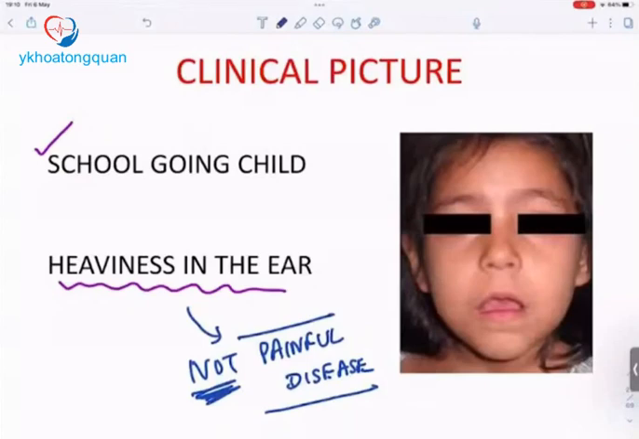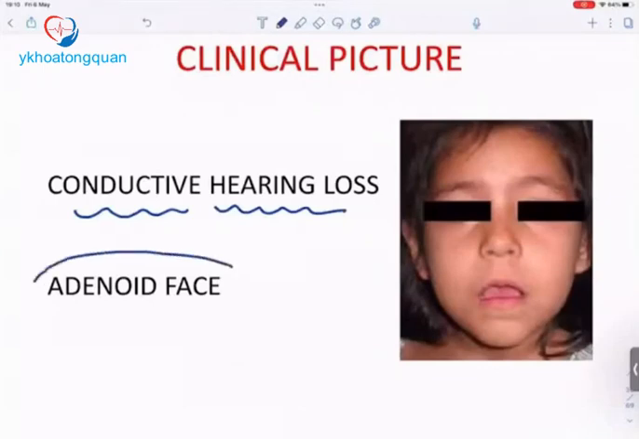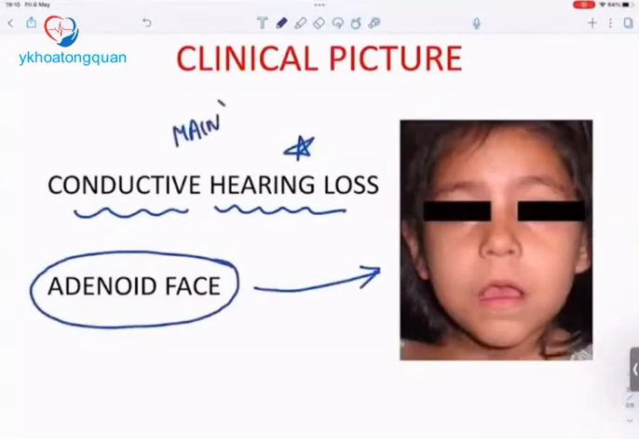Now, next one. There will be hearing problem. Conductive hearing loss means when the middle ear is full of glue, the sound cannot conduct to the inner ear properly. So there is conductive hearing loss. And this look of the baby is called adenoid face. You know it. The conductive hearing loss is the main problem actually in this child. The child is unable to hear properly. So, a school age child unable to hear properly is going to be a problem in the learning also.